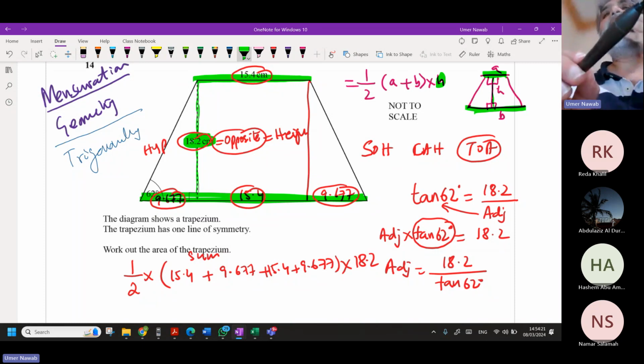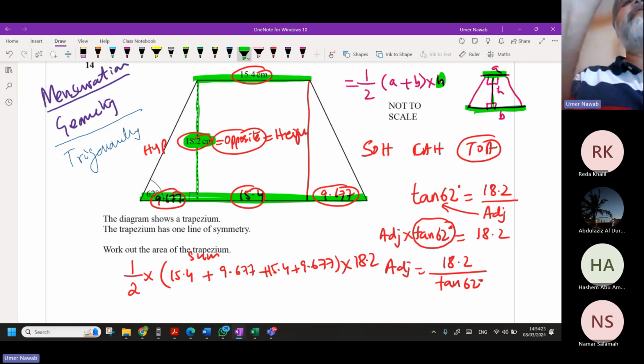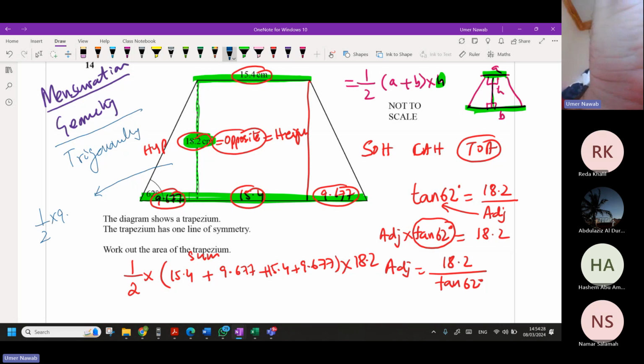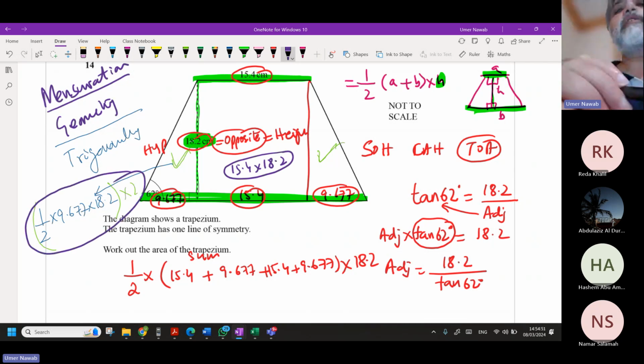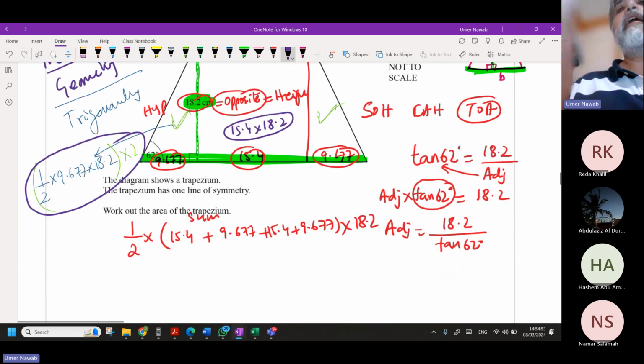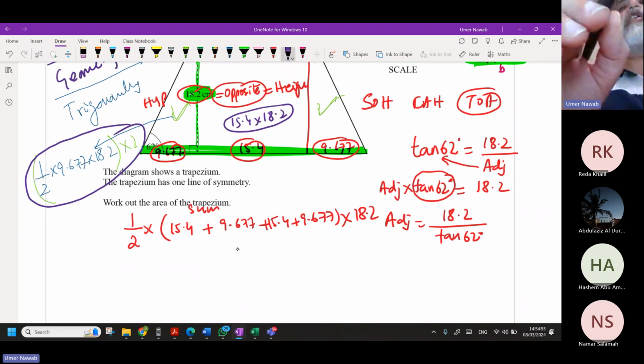If I forget the trapezium formula, then I can find the area of a triangle, which is half times base times height. The base is 9.677 and the height is 18.2. And then you multiply by 2. Why? Because this area is the same, because both triangles are congruent. So this triangle and this triangle, and then you find the area of a rectangle. So 15.4 times 18.2. So this area plus this one will also give you the same answer, which I can get by using the area of a trapezium first.